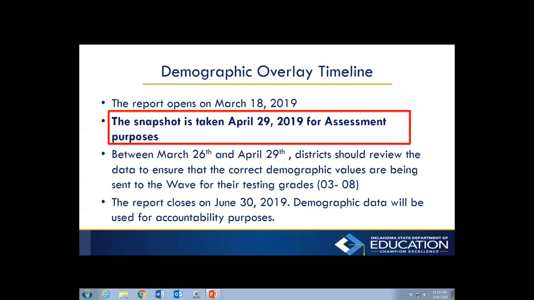So between March 26th and April 29th, districts should review the data to ensure that the correct demographic values are being sent to the Wave for the testing grades, so 3rd through 8th grade, and then also 11th grade. Please make sure that the data for those students in the testing grades is accurate prior to the 29th. That report will remain open after the 29th, but the snapshot we use on that date is what will be used for your student assessments. So whatever is showing on the 29th is what will be there.